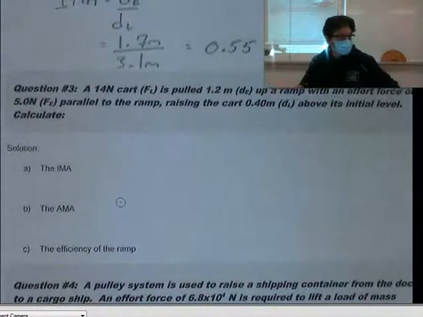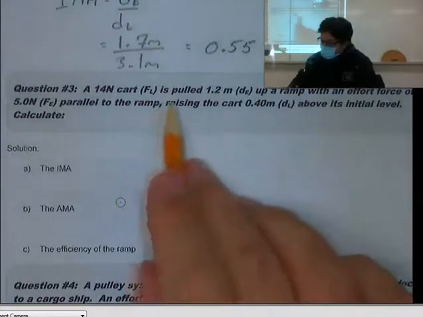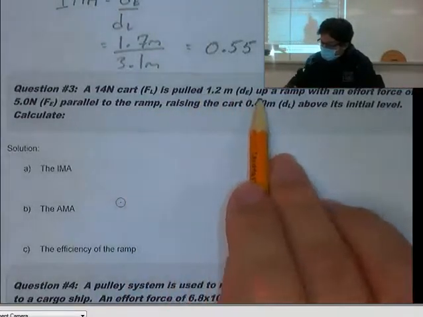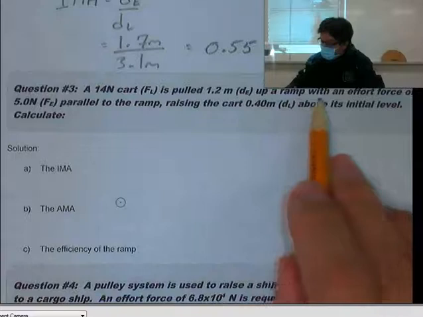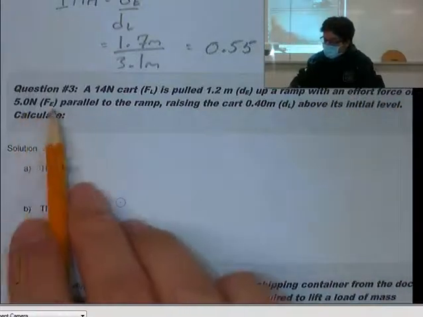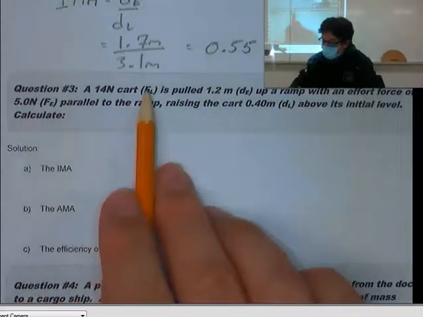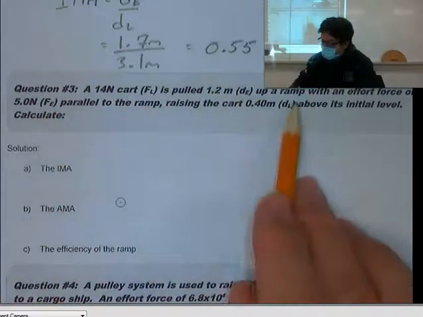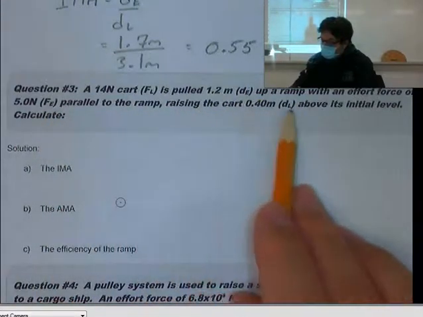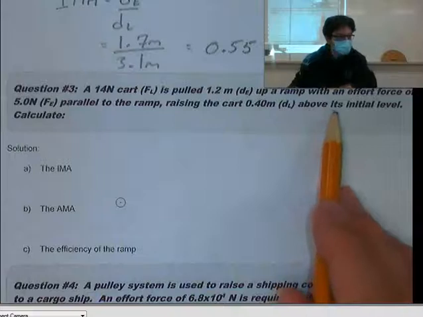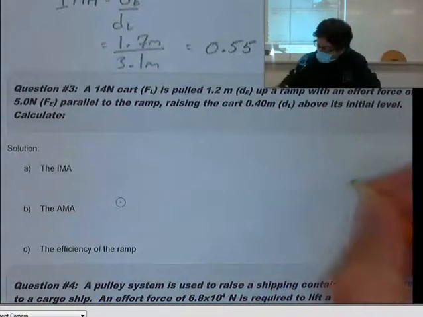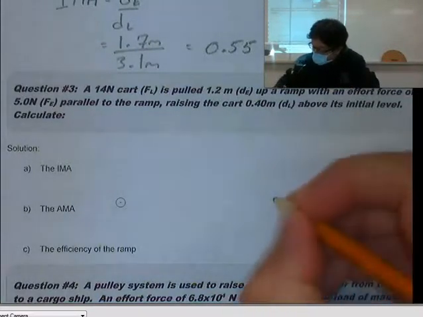Okay, so here we have a 14 Newton cart that is pulled 1.2 meters up a ramp with an effort force of 5 newtons parallel to the ramp. Everything is nicely labeled for us in the question, raising the cart 0.4 meters above its initial level. In this case, our simple machine is an inclined plane.